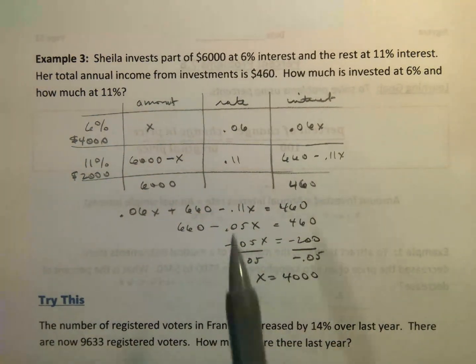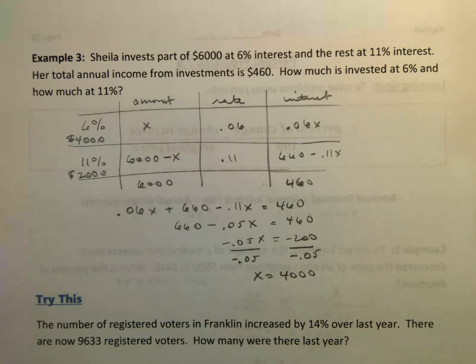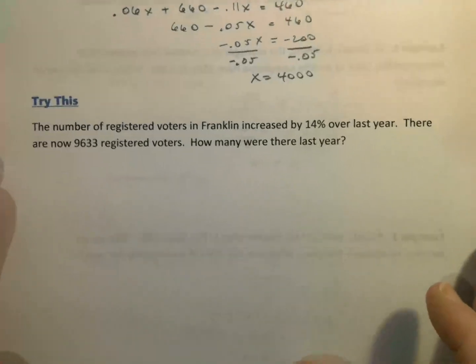And you're probably saying, why didn't she invest more at the 11%? Probably because the 11% is riskier. Okay, and Sheila doesn't want to risk all of her money.